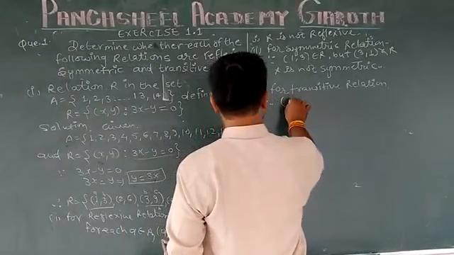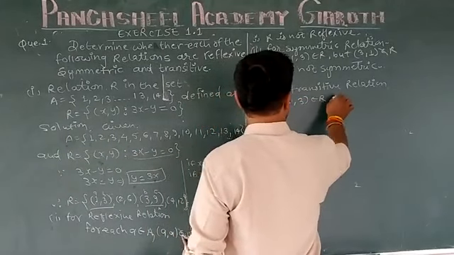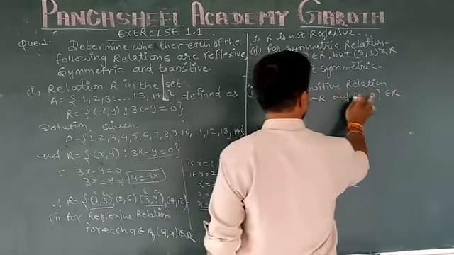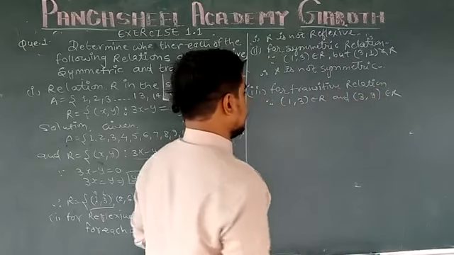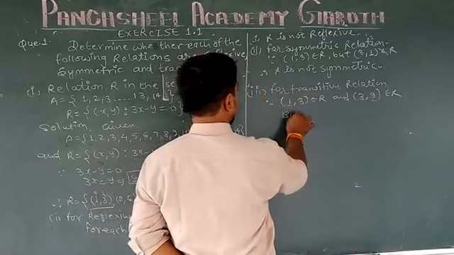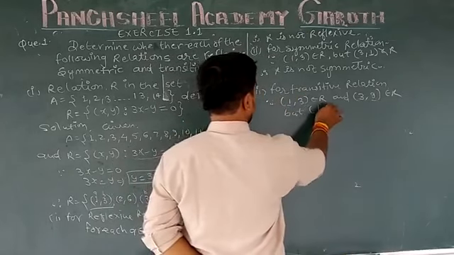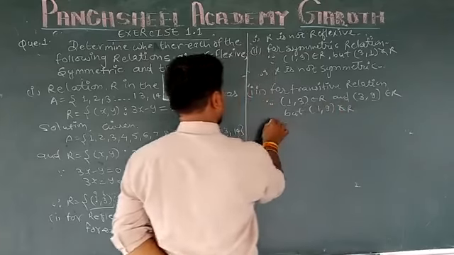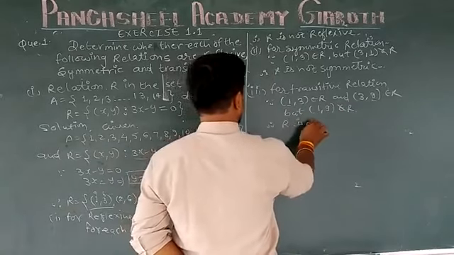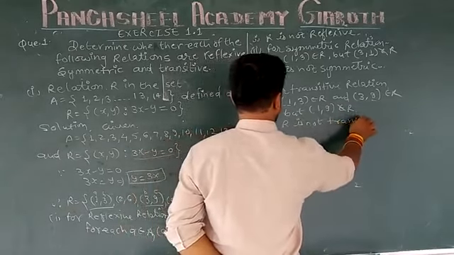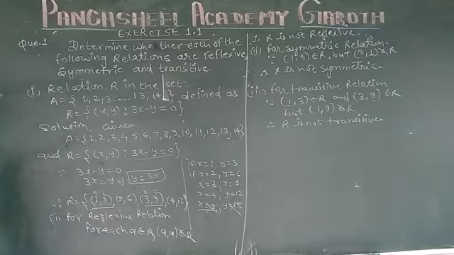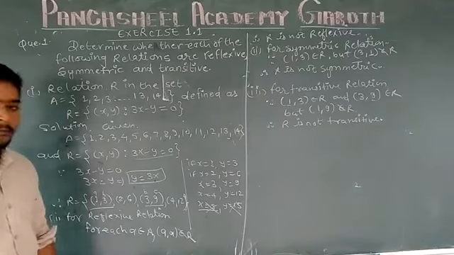Now since (1, 3) belongs to R and (3, 9) belongs to R, it means it is (a, b) and (b, c). So what will be the ordered pair? a means 1 and c means 9. But the ordered pair (1, 9) does not belong to R. Therefore R is not transitive. It's a very simple question and easy to solve. Therefore again we will come to the next question.